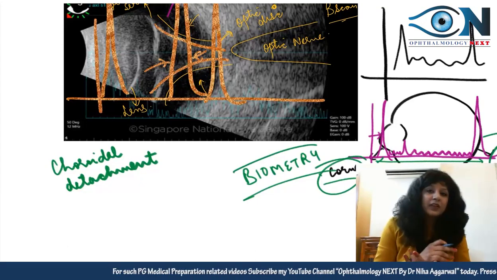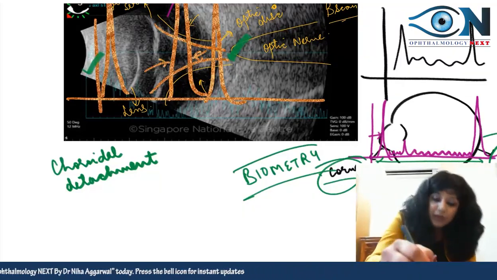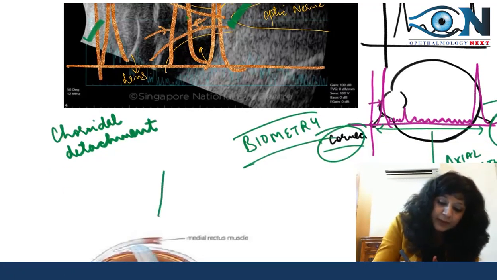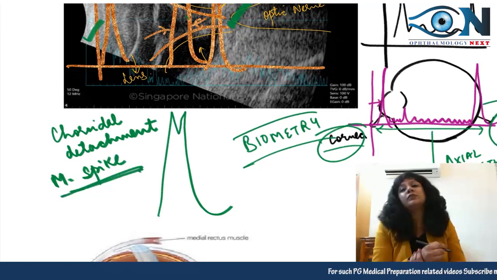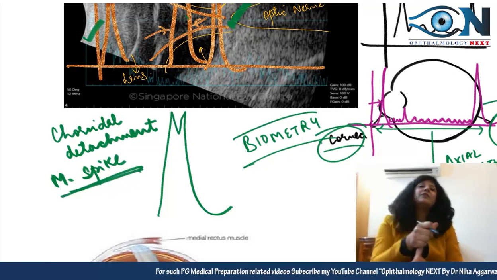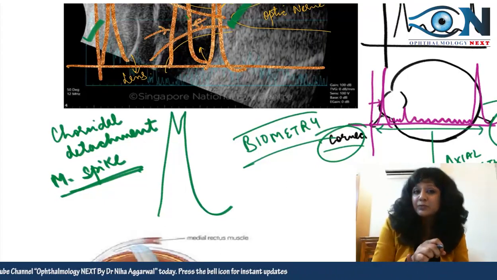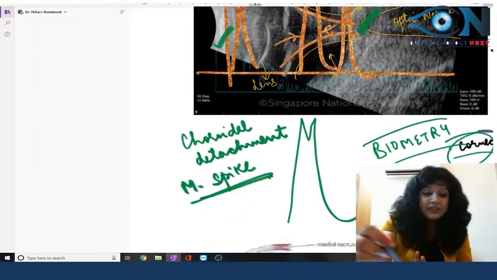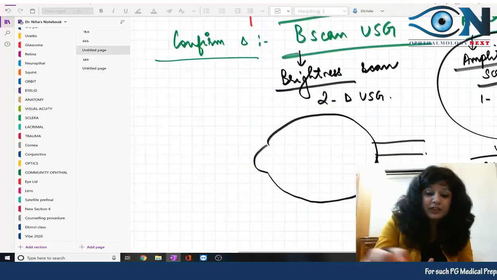Again, I can start up with the A scan. Again, I will get one high spike on the cornea, one on the sclera. I will get a high spike in the middle of the vitreous cavity also, but that spike will be like this, an M-shaped spike. So this M spike that you get is evident of choroidal detachment. So whenever we have a high spike, that means it's a retinal detachment. A high spike that is M-shaped means it's a choroidal detachment. So this is how A scan and B scan will help you differentiate these things.